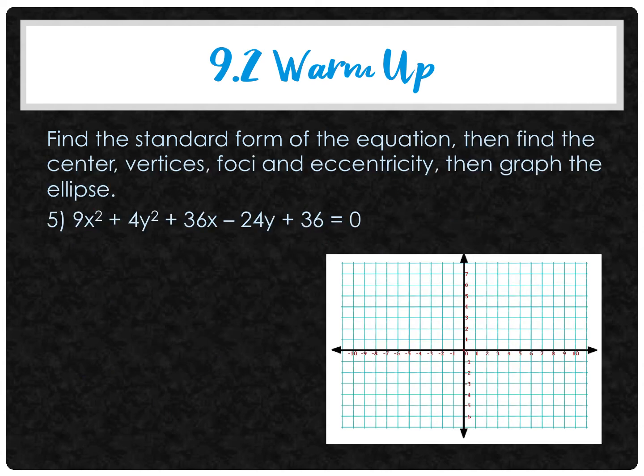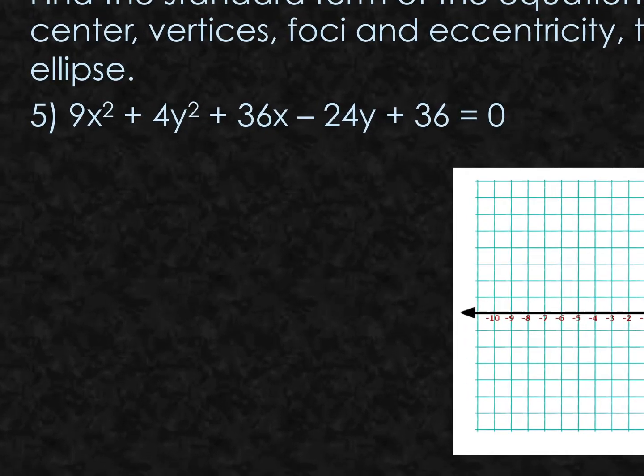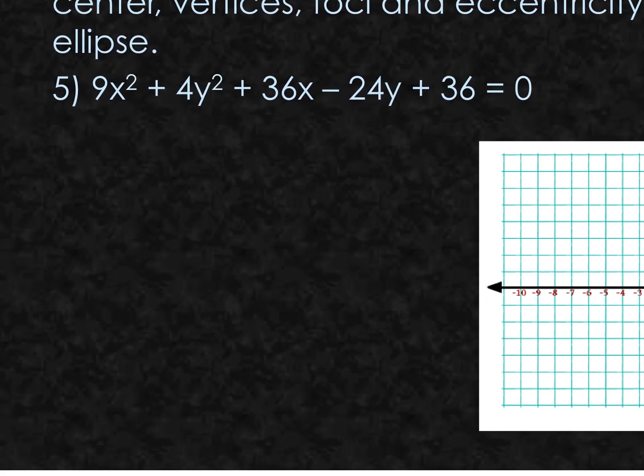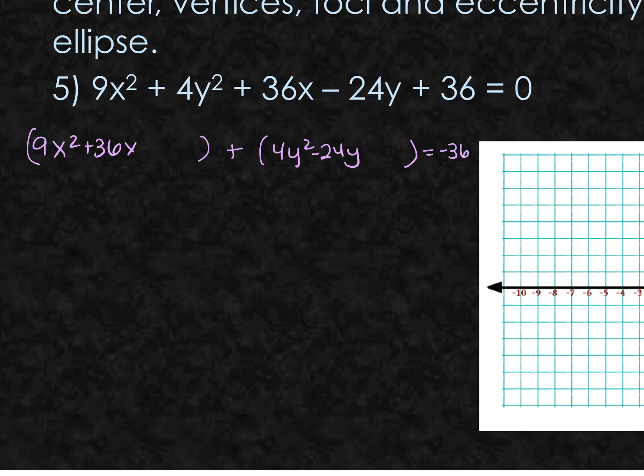Okay, last question on the warm-up. Find the standard form of the equation, then find the center, the vertices, the foci, eccentricity, and then graph the ellipse. So here we go with our complete the square again. We're going to group these. The x's, 9x squared plus 36x. And then the y squareds, 4y squared minus 24y. And then bump the 36 to the other side, making it negative. Take out the 9, x squared plus 4x, leave that space. Take out the 4, y squared minus 6y, leave that space.